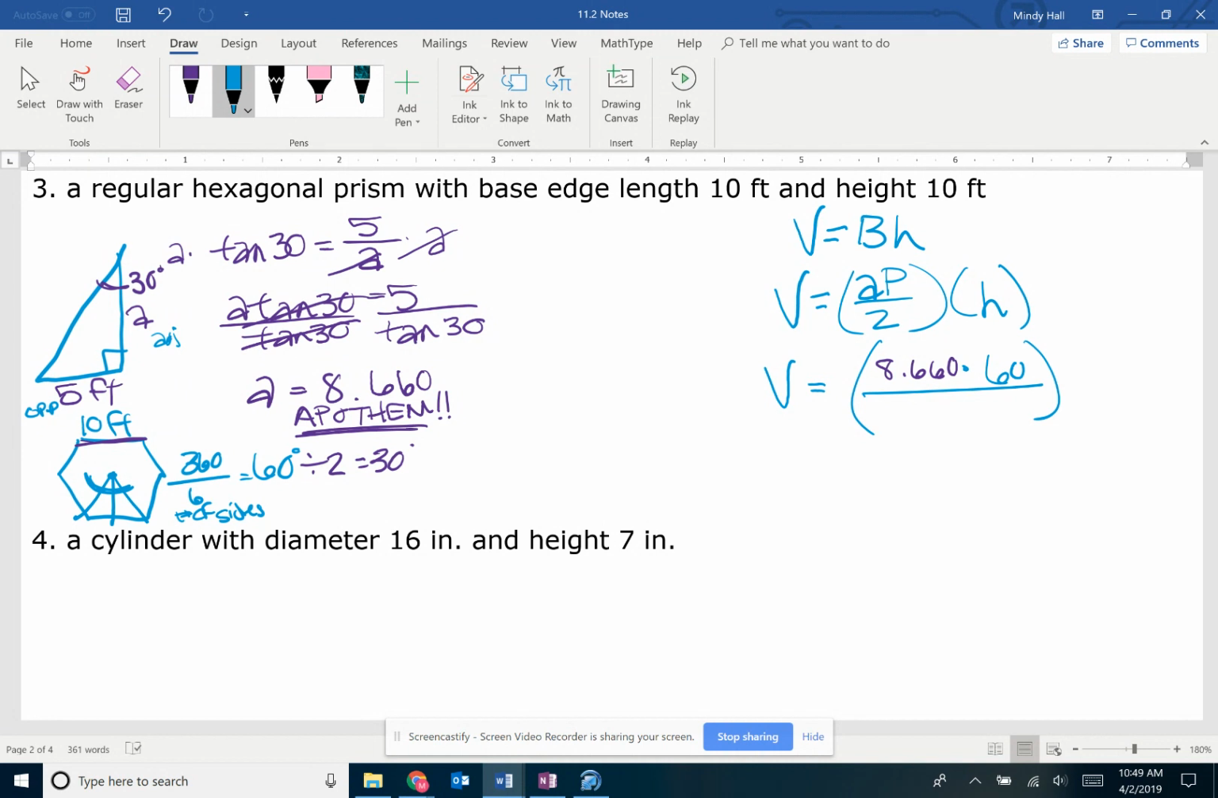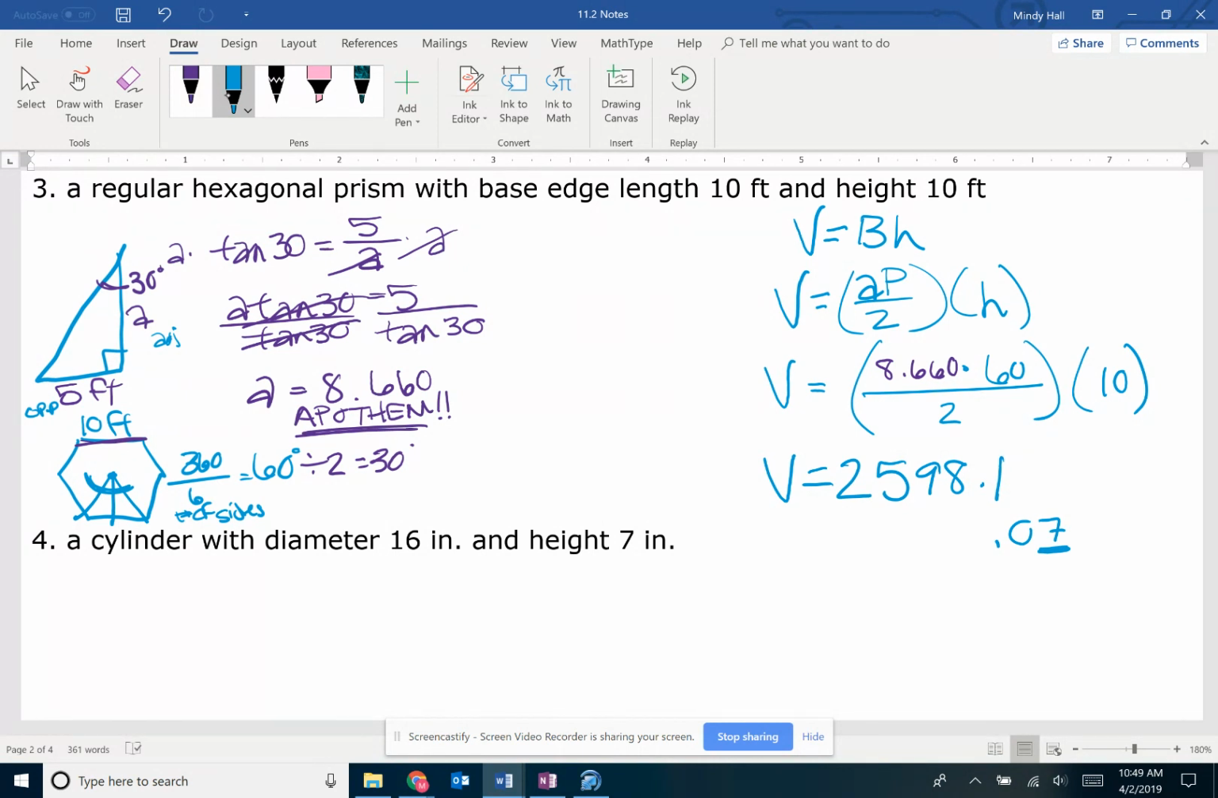And then it's getting divided by 2 and multiplied by the height, which is also 10. So then 8.66 times 60 divided by 2 times 10 gives us 2,598.07. And at 0.07, this tells us to round up, so this is going to be 0.1.